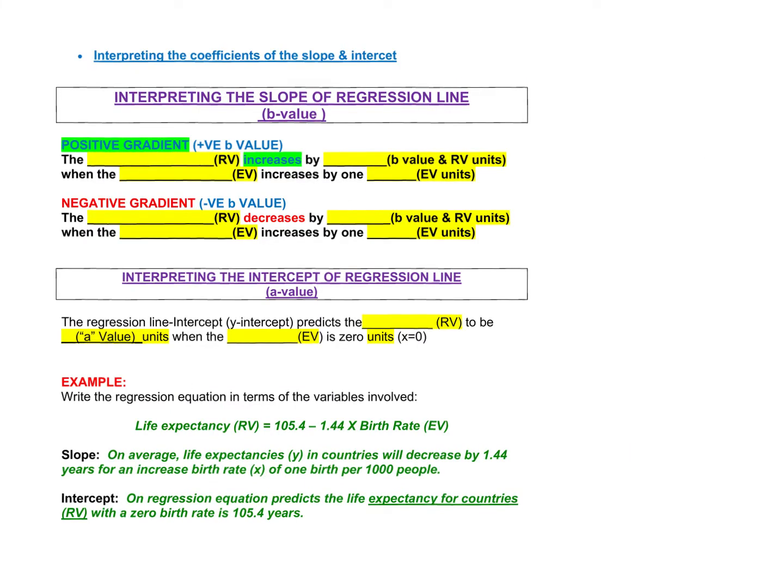So let's go to the next bit. Here, I'm just going to write out our example on the side. Our equation was life expectancy equals, and our A value was 105.4 minus 1.44, I'm just doing 2 decimal places, times birth rate. This is just so we can refer to it.